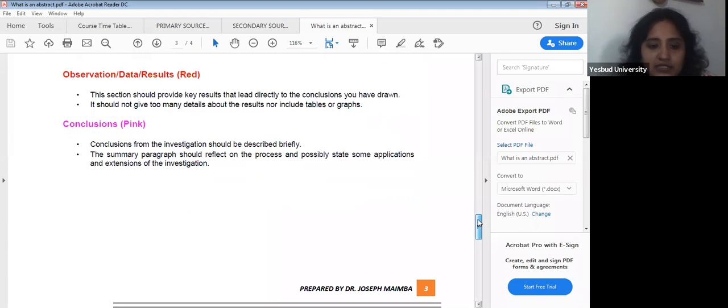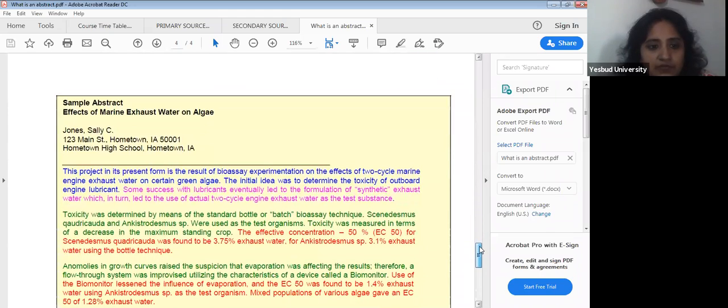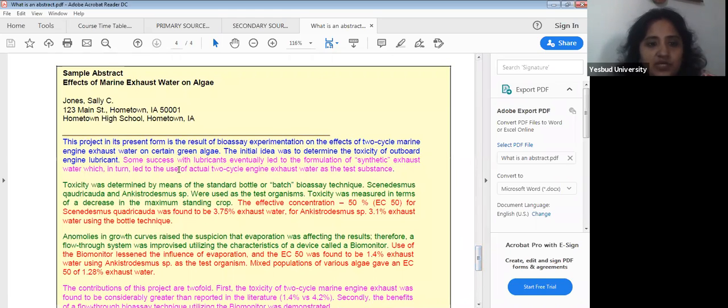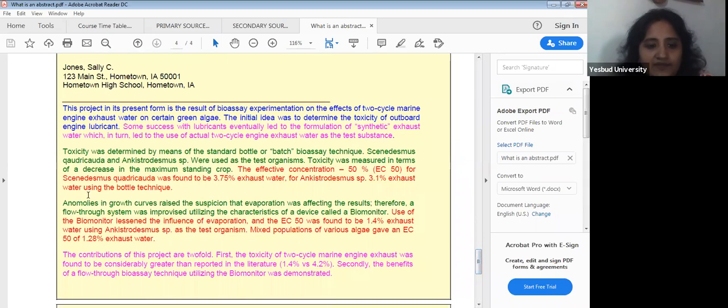Now here are some examples which I will show you. These examples will help you in writing the abstract. First of all, you write down your title, topic, then your name, and your address or email address. The first part is written as an introduction of what is in the project, in blue. Then whatever procedure you have taken is written in green. The data that have come out from this are written in red. Then the conclusions that have come, you have written in pink here.